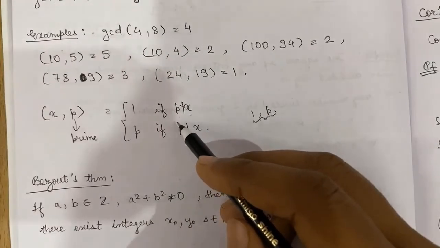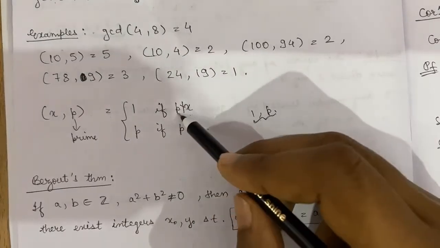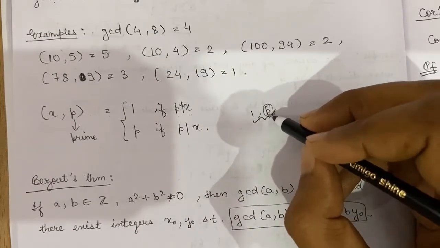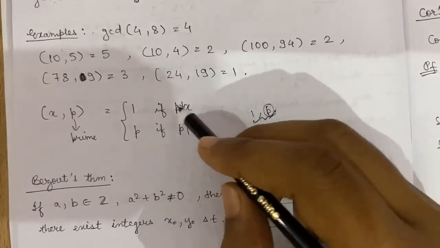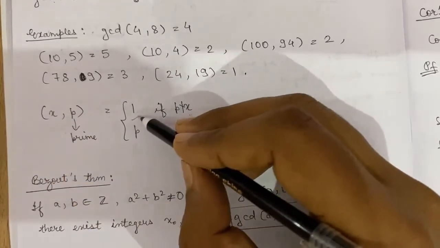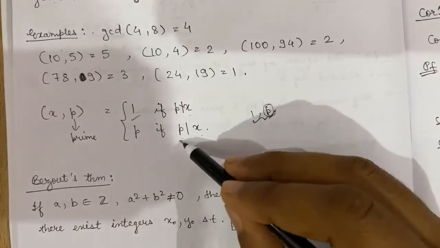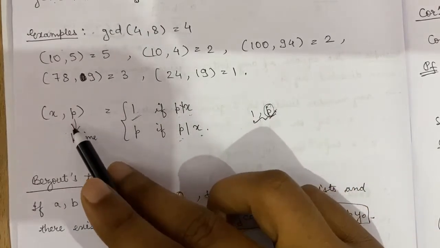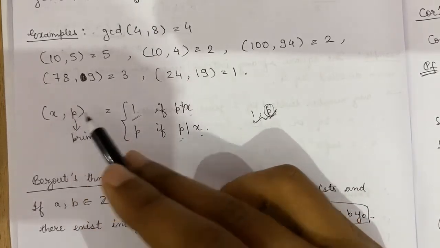If p does not divide x, then p is not the possible GCD, because the GCD should divide both p and x, and therefore 1 is the GCD. If p divides x, then p is the largest integer which divides both p and x, so p is the GCD.